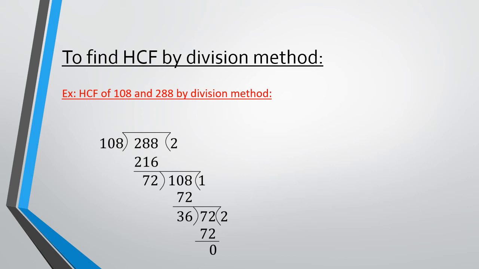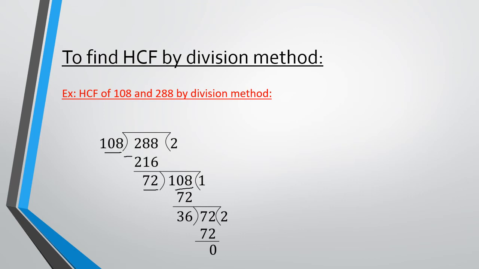108 is my divisor. When I divide, 108 2s are 216. Now when I subtract, I am getting 72. Now 72 is my divisor. In the previous step, whatever was my divisor will become the dividend in this step, and the remainder in the previous step will become my divisor.